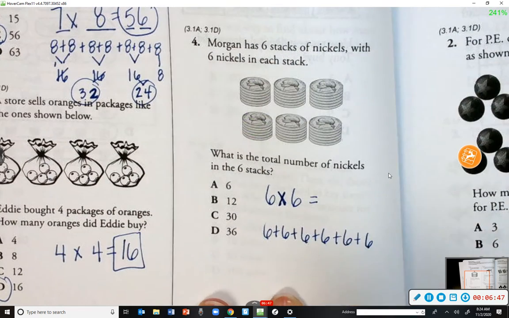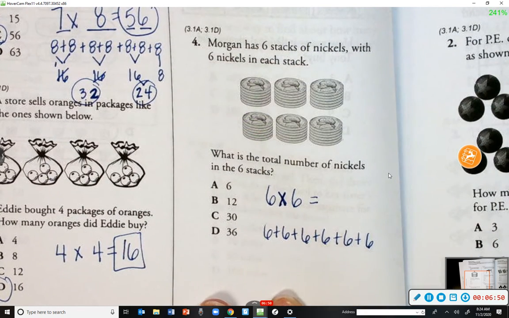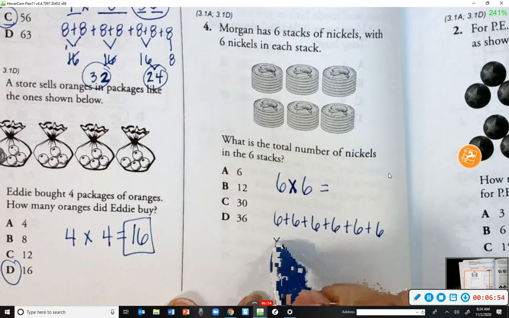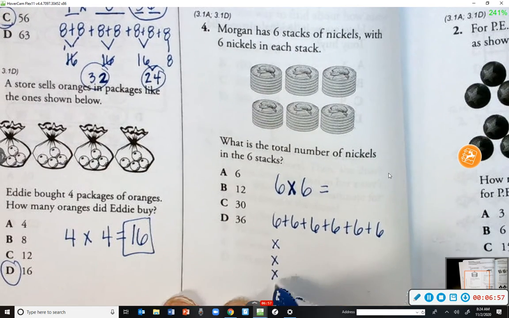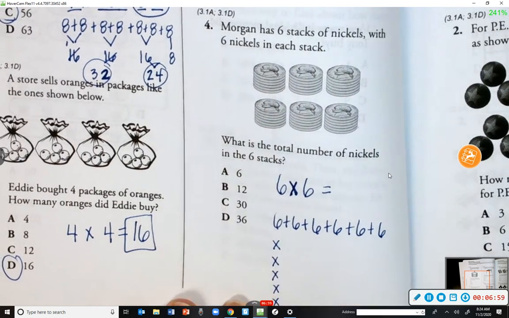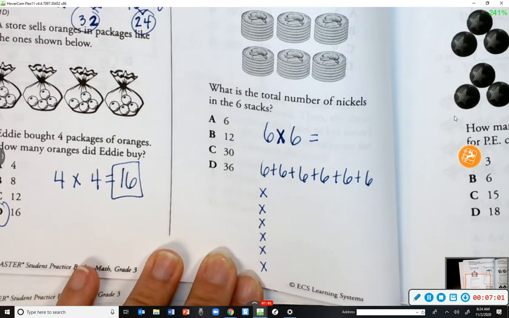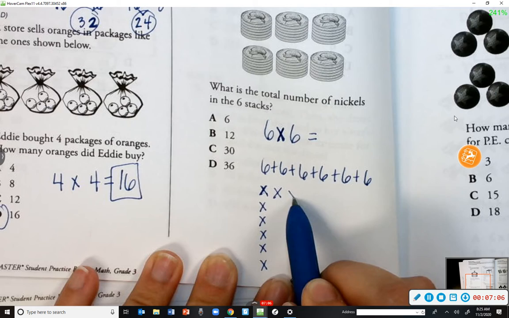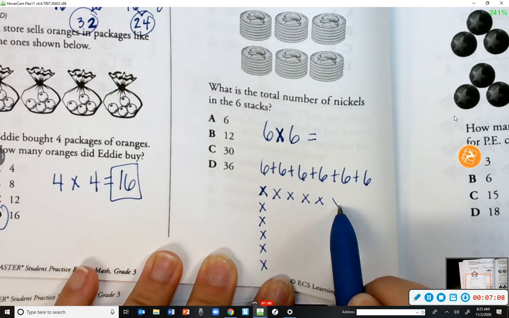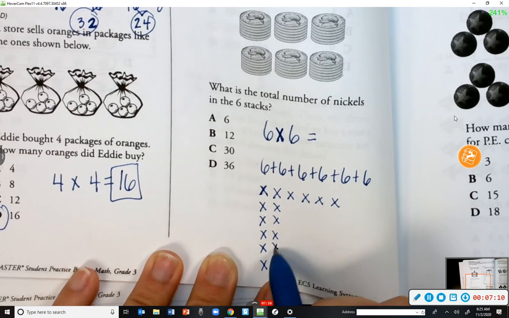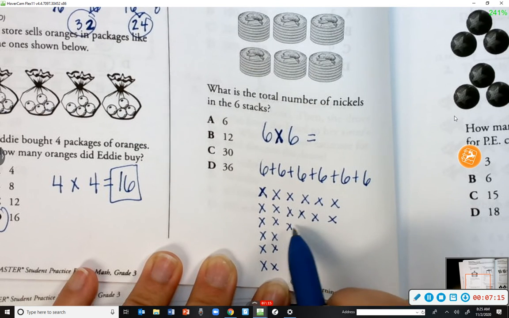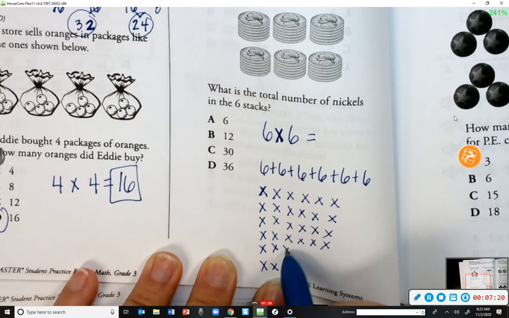Anybody have a different strategy they used? Bryson? You did an array, so I would do 6 going down, 2, 3, 4, 5, 6, and 6 going across. So this counts as 1, 2, 3, 4, 5, 6. Now fill them all in, and you would still have to sit here and count all of these X's. Easier to count than all those nickels?